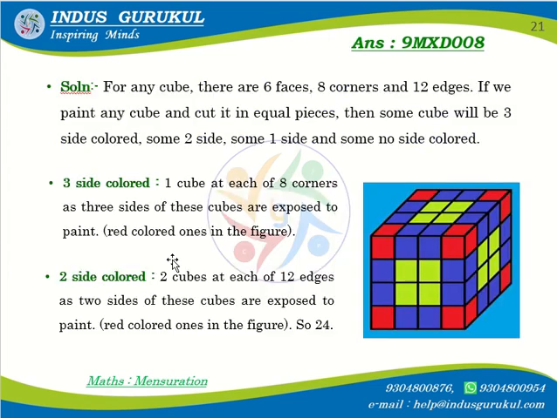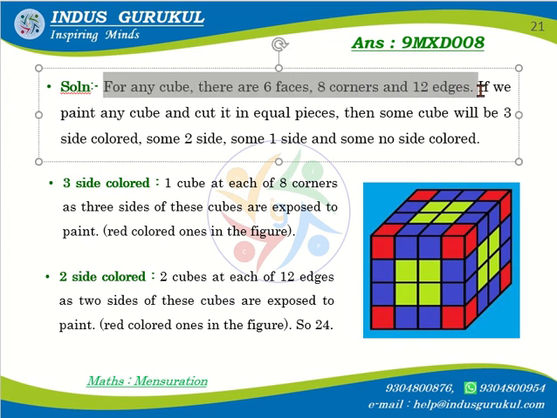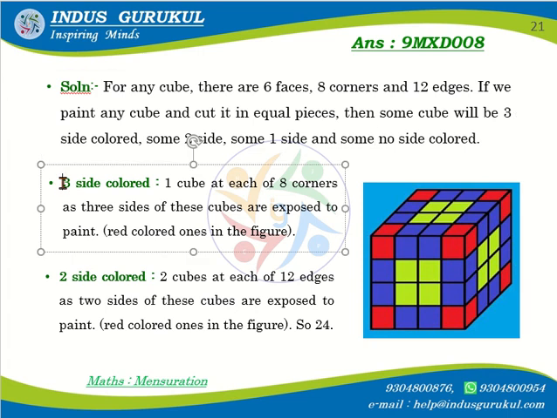Now, let's try to solve this. For any cube, we know that there are 6 faces, 8 corners and 12 edges. So all the cubes on the corners will be 3-side colored without any confusion. So if we have to find the 3-side colored, it will be simply 8. Which is not our question, but we are getting it so that the next time we get a question like this, we should be able to answer it.